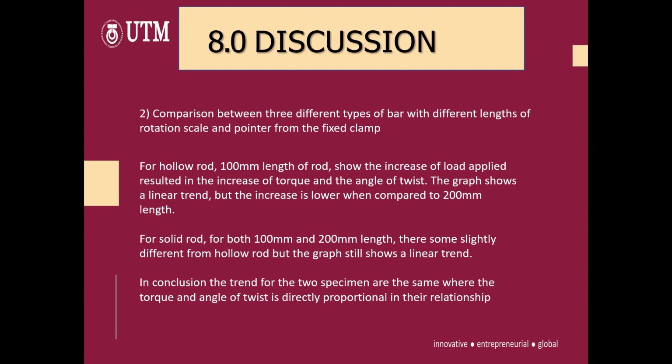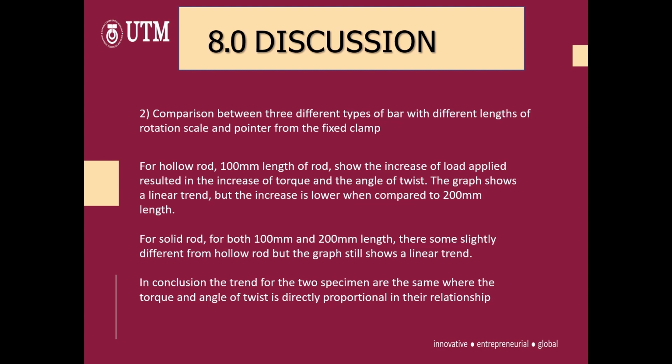Next, second discussion, comparison between three types of bar with different length of rotation scale and pointer from the fixed clamp. The discussion asks us to do three types of bar, but because in this experiment we only do two types of bar, I will only explain two types of bar in the discussion. For the first type of bar, which is the hollow rod, for 100 millimeter length of rod, it showed the increase of load applied resulted in the increase of torque and the angle of twist. The graph shows a linear trend, but the increase is lower when compared to 200 millimeter length.